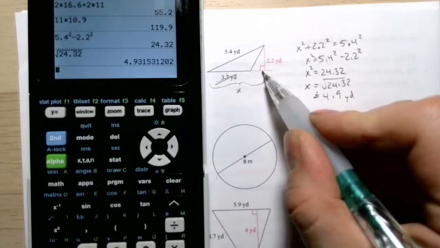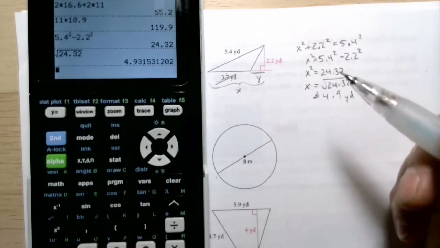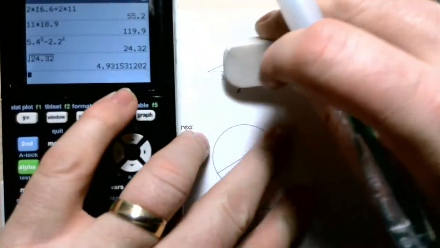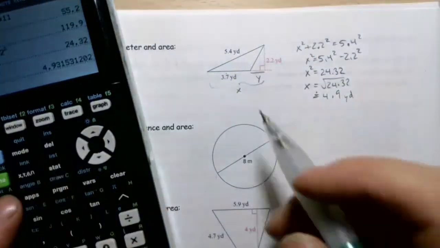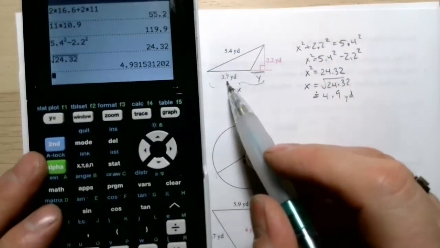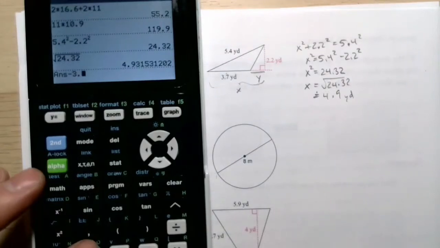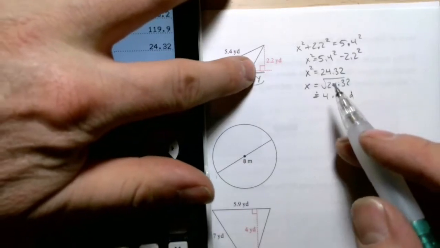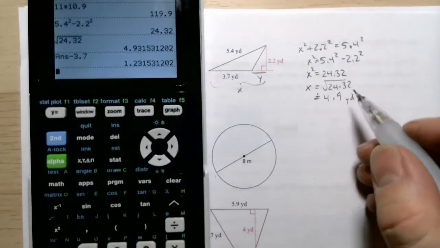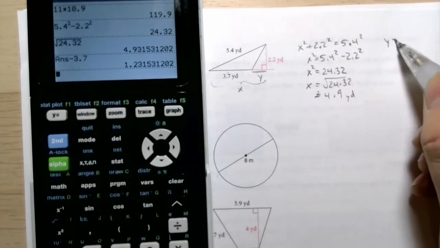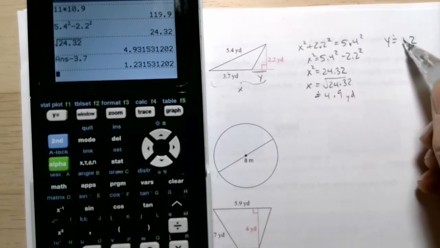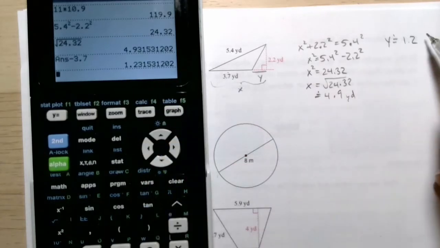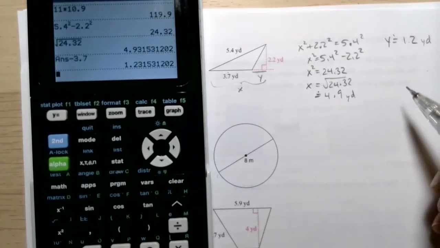To get this little bit right here, let's call this y. To get that little bit, I'm going to take the 4.9 and subtract 3.7 from it, because 4.9 is the whole length, to see what I'm left with. And I'm left with y approximately equal to 1.2. Once again, I'm going to leave that entire decimal in my calculator, but when I write it down, I'll write it as approximately 1.2 yards.